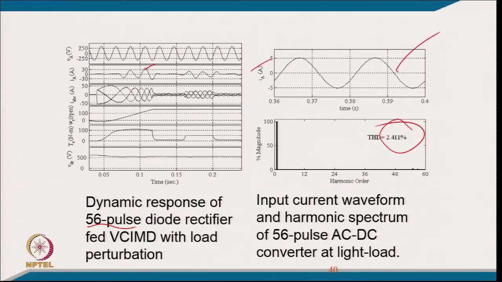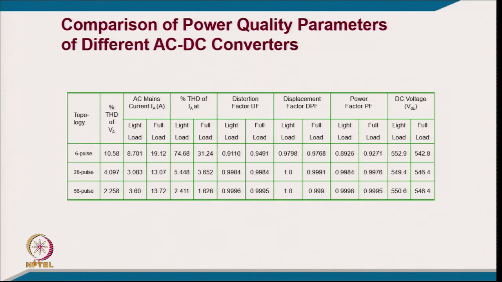Of course, it is tested with a variable frequency vector controlled induction motor drive. You can see the 3 phase current of the motor, speed, torque, and the DC link voltage also, with the supply current at one particular operating condition, light load condition, where this comes to 2.44. If you talk about 6 pulse you are getting THD 31%, but with 28 pulse you are getting 3.6, and with 56 you are getting 1.6% THD.